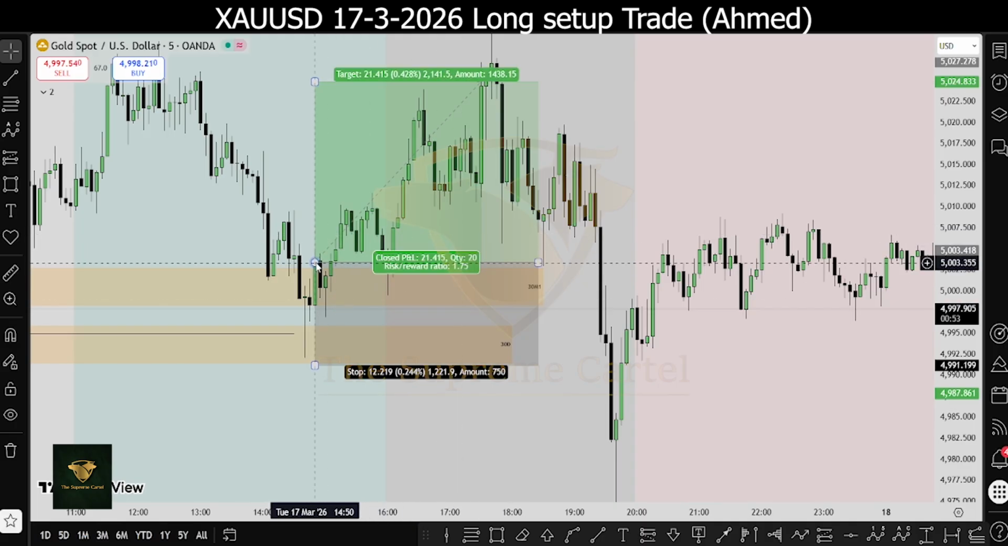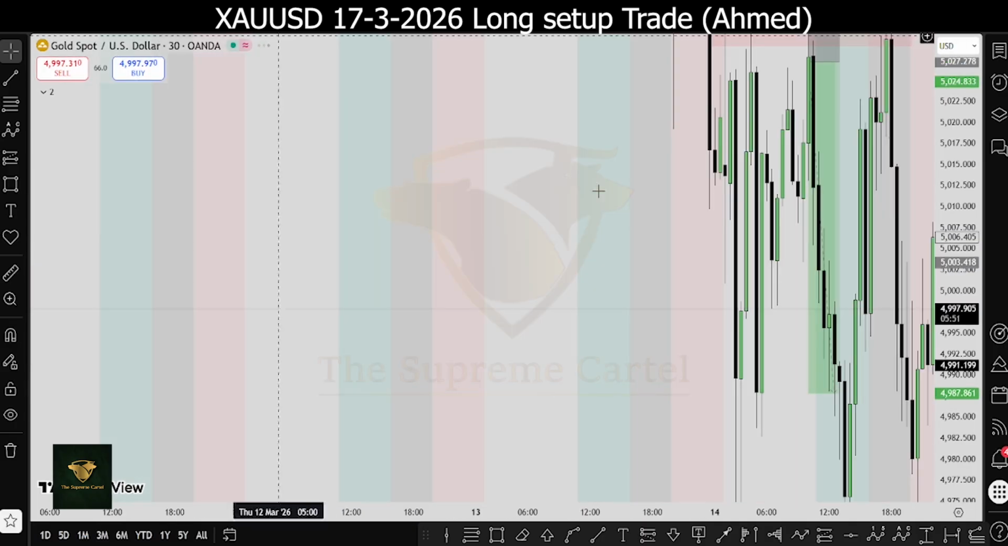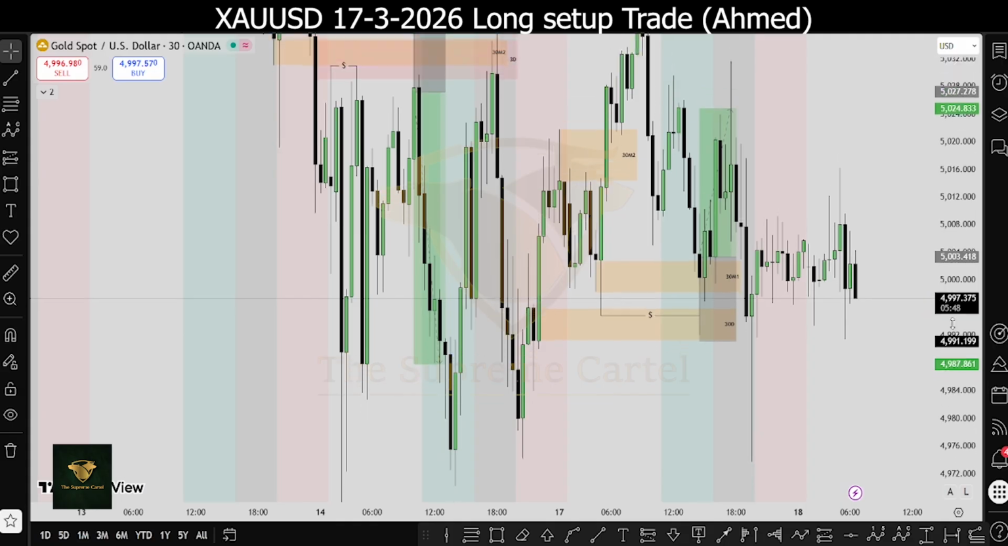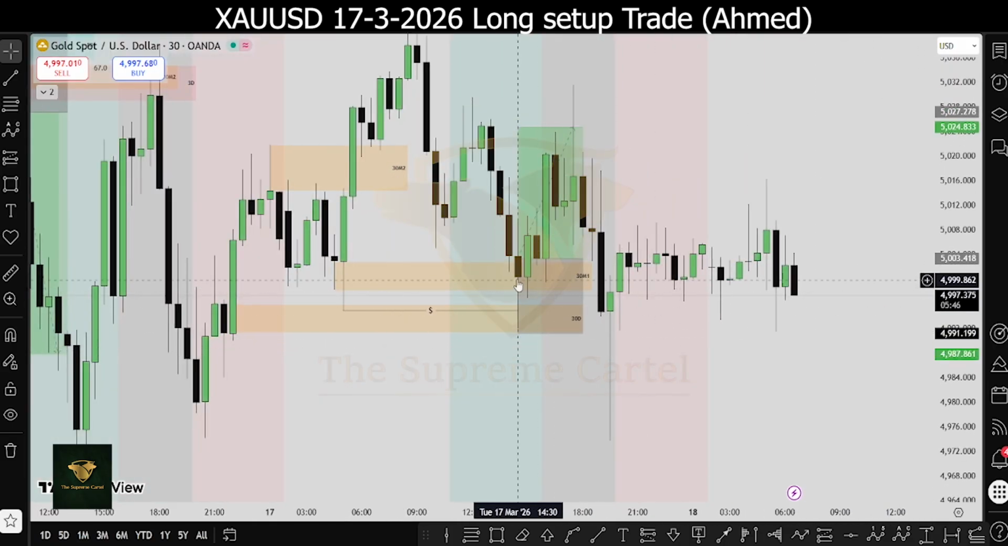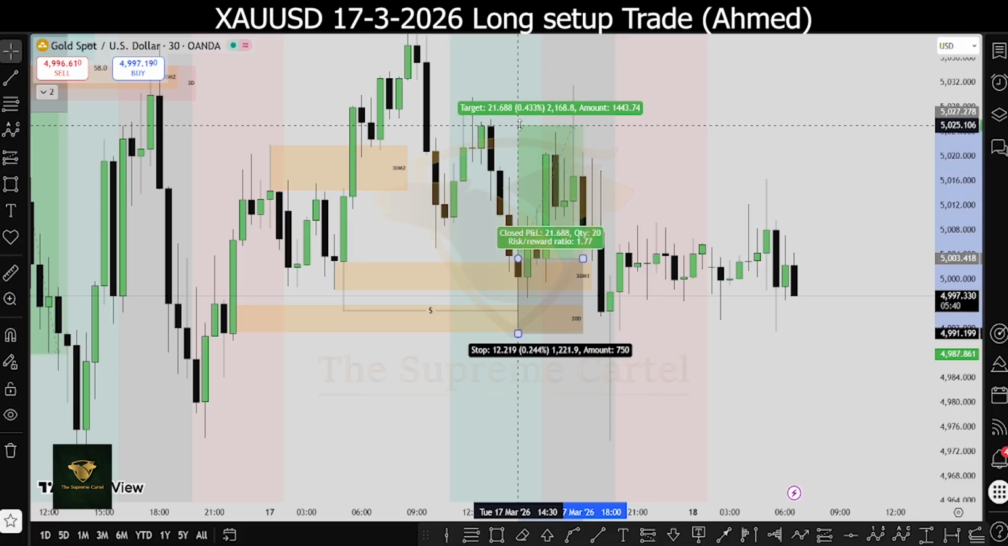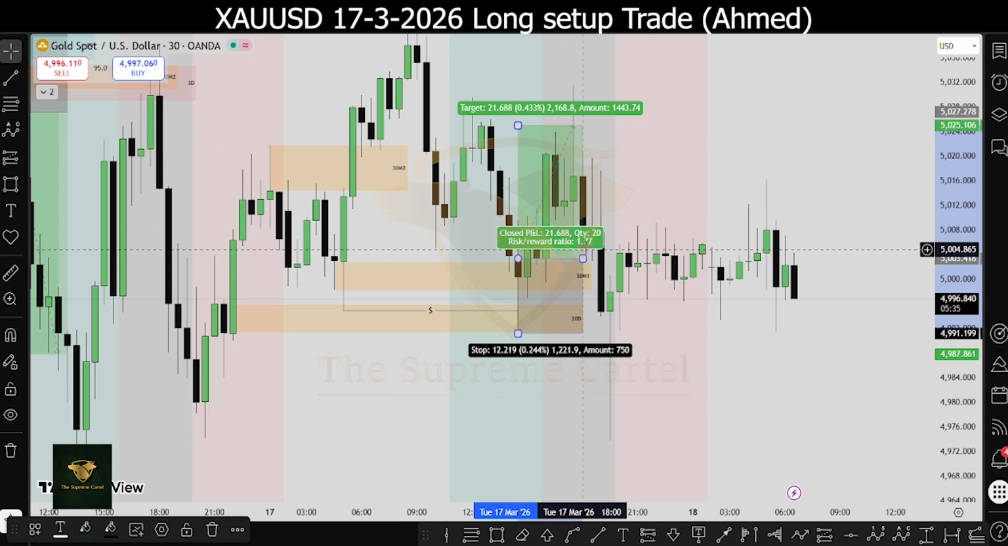Entry was from here, and again I'll shift back to 30 minutes and I will target the recent high. When my trade was entered from here, this was my recent high, so this was my target. My overall risk to reward ratio was 1.77.